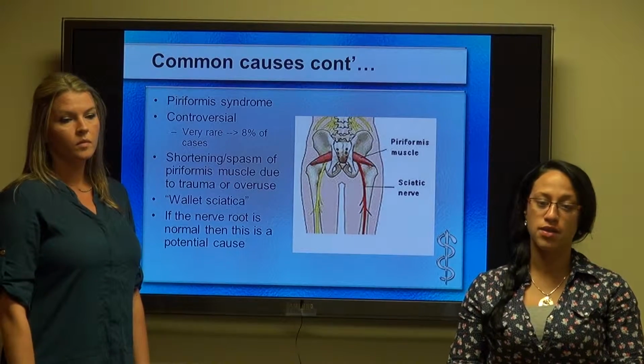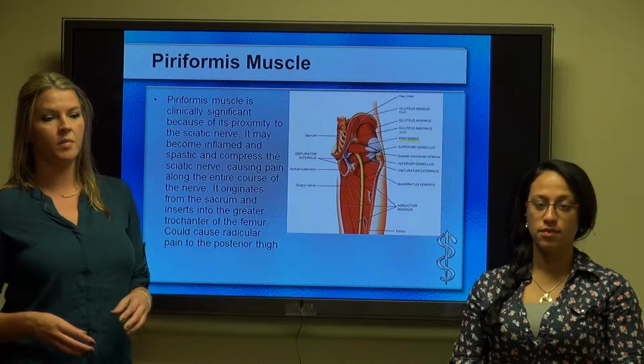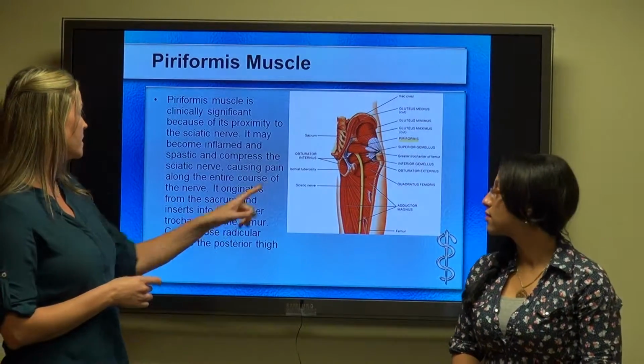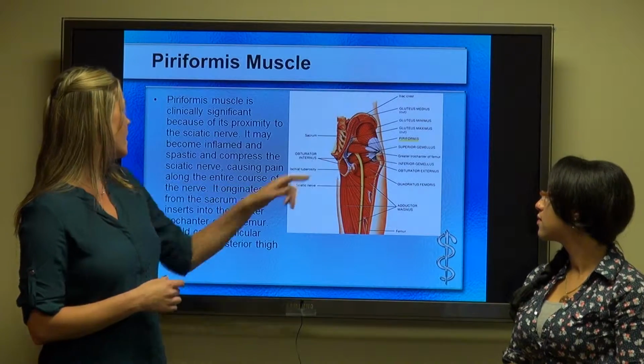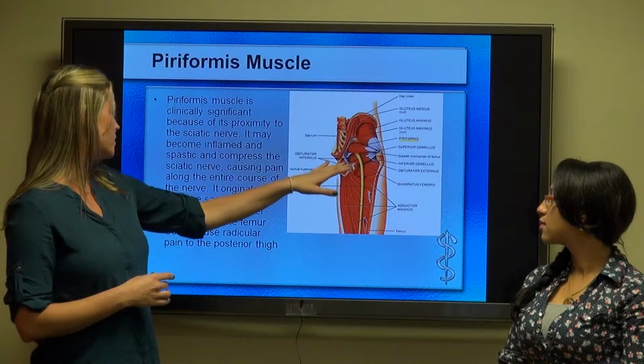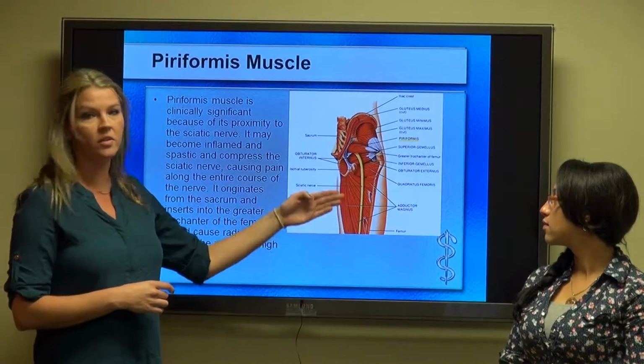If your physician, your chiropractor, or physical therapist indicates that the nerve root is not the problem, then this is likely a potential cause. The piriformis muscle is clinically significant because of its proximity to the sciatic nerve. It may become inflamed and spastic and compress the sciatic nerve right in that area and cause the pain to go along the entire course of the nerve. It originates from the sacrum and inserts into the greater trochanter of the femur, and could cause particular pain right down the posterior thigh.